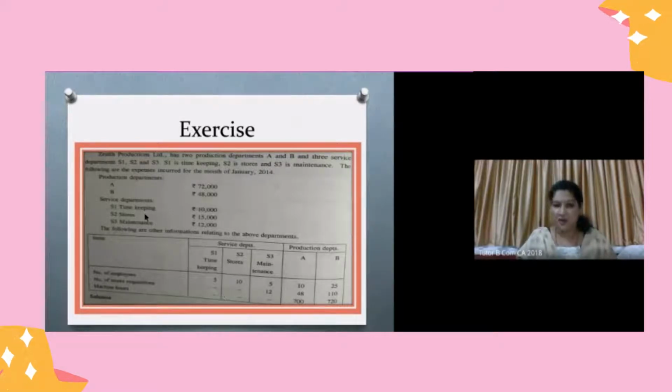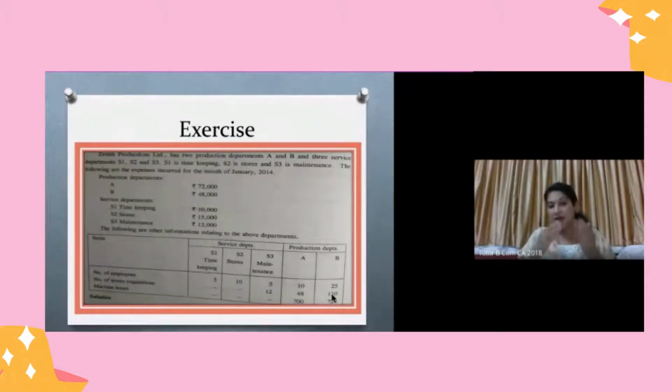When you come to the stores, you will have a portion of stores being given to all these departments. Finally, when you come here, you will have the share from all the service departments, S1, S2, S3, and the total shared to A and B will be the total of overhead expenses of A and B. Okay, that's how it is being done.